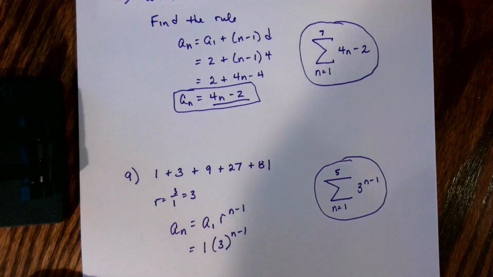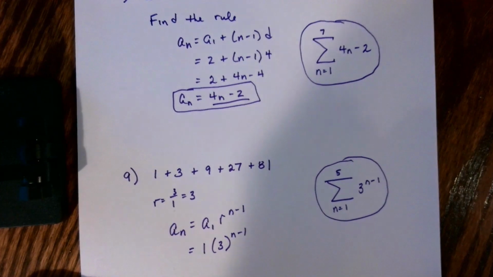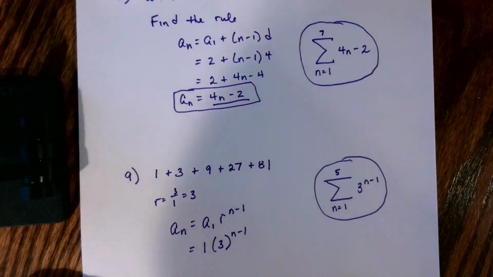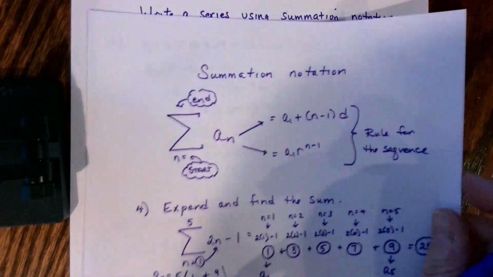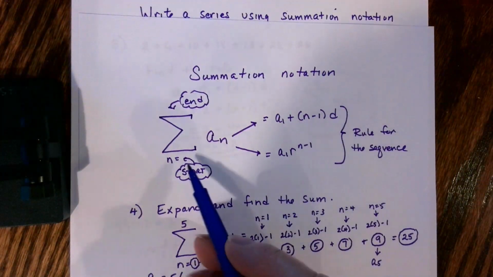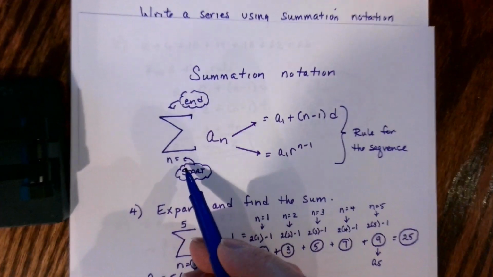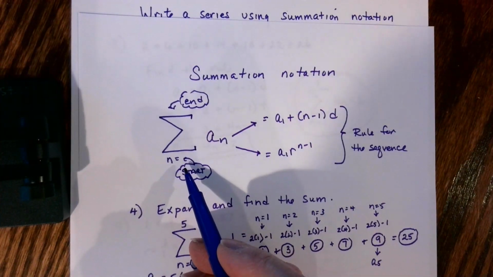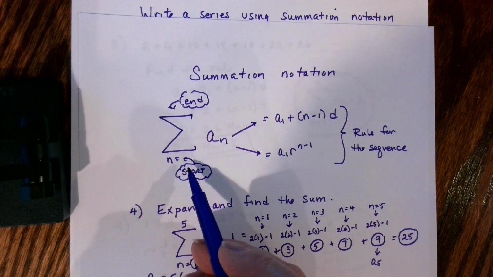So we have to make the decision early on when we're writing using summation notation. We have to decide which formula we're going to use. We need to know where we are starting, which term. In most cases it will be 1, but not always. It could be 0, it could be 10, it could be 11. It just depends on the problem.